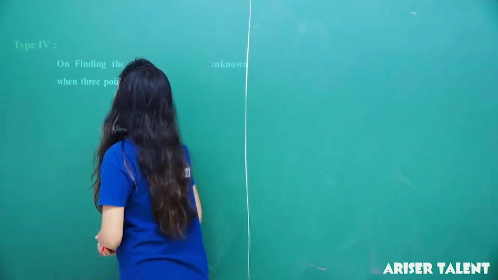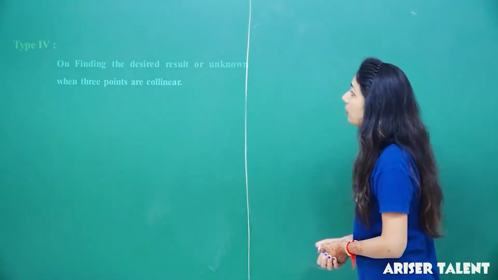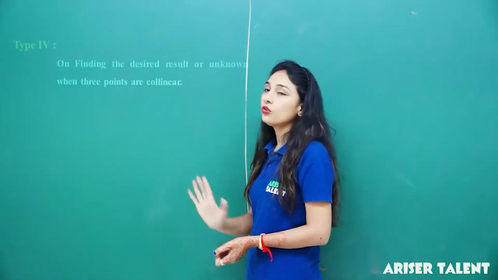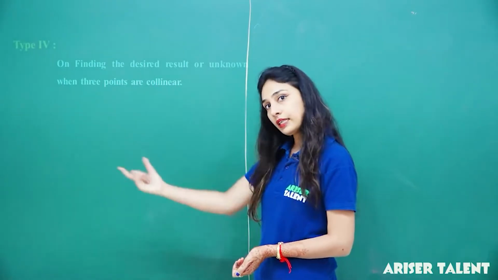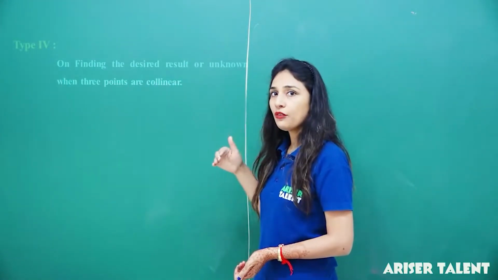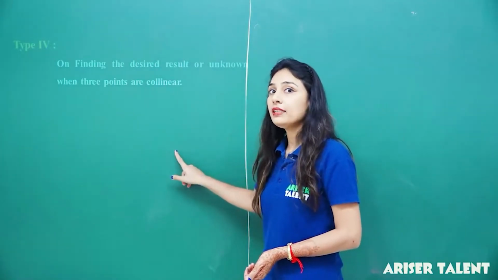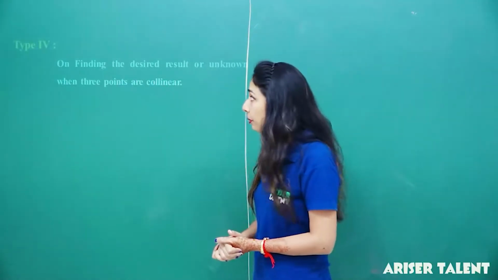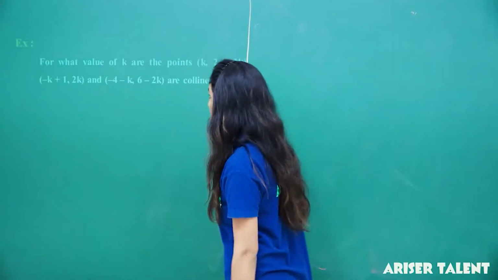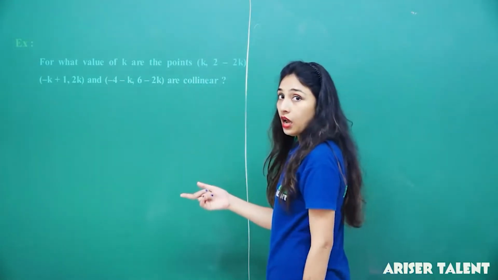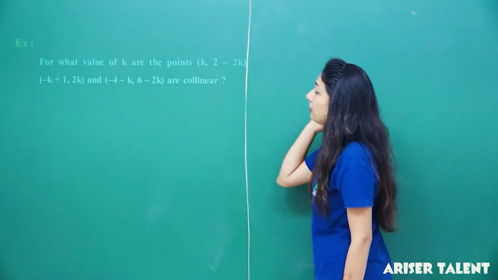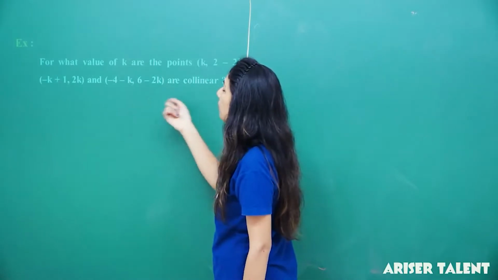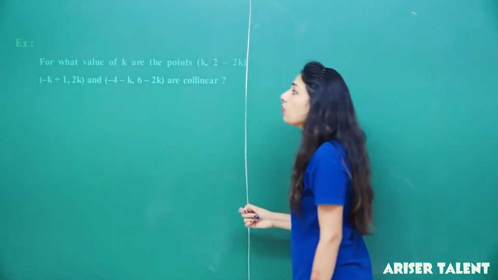So type 4 question is on finding the desired result or unknown points when 3 points are collinear. Now the 3 points are collinear, that means that the complete formula, if we remove the half from there, will be equal to 0, and by that you can calculate the value of one unknown, because you have one unknown and one equation. Okay, so there is a question: for what value of k are the points (k, 2 minus 2k), (minus k plus 1, 2k) and (minus 4 minus k, 6 minus 2k) collinear?